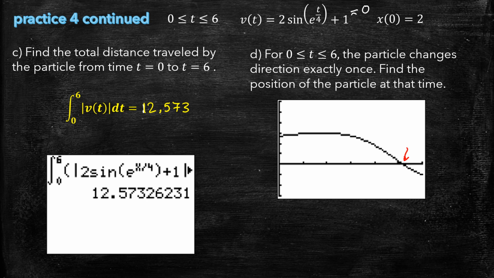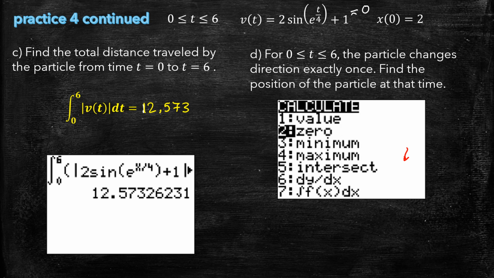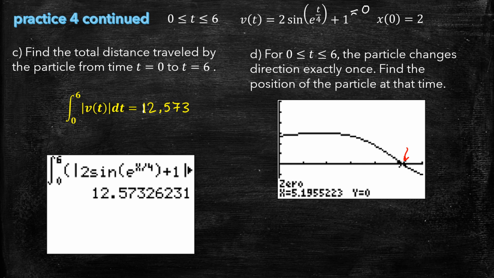To do that, you have to use the calc menu. Hit the calc button and choose 2, zero, to find the zero. It's going to say left bound, and you have to make sure that you enter the cursor just to the left of the zero, and then it'll say right bound, and you'll do it to the right. Then it says guess, and hit enter again, and that will get you that x-intercept, that zero is 5.196. Let me erase that and show you the next step.